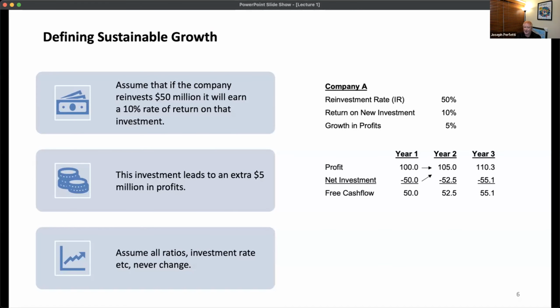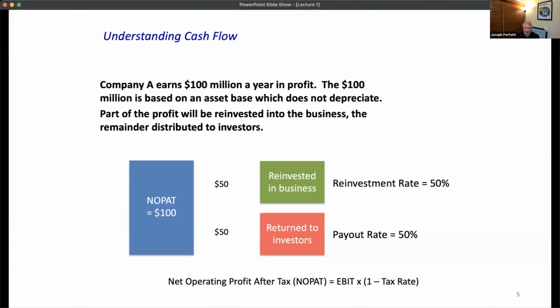Defining two more things. Sustainable growth, also known as G, and free cash flow. We'll start with sustainable growth. Sustainable growth is the rate at which a company can grow with internal funds. That is known as the sustainable growth rate, or the G of a company. So in this example, we have this company which makes 100 million a year and reinvests 50.